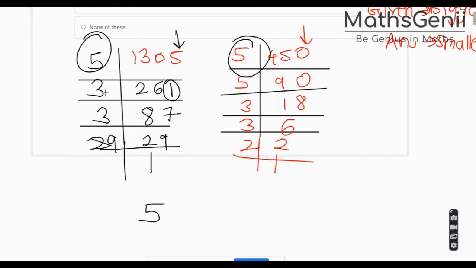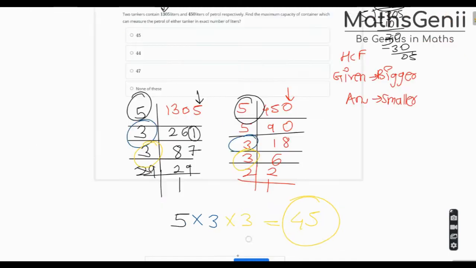Then again, what is common? 3 is common. So, I'm writing 3 once. Again, one more pair of 3 is common, this and this. So, I'm writing 3 again. So 5 threes are 15, 15 threes are 45. So your answer is 45. So for HCF, what do you do? You find common factors and write them only once. Okay.